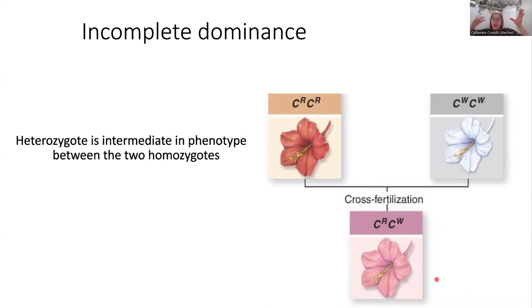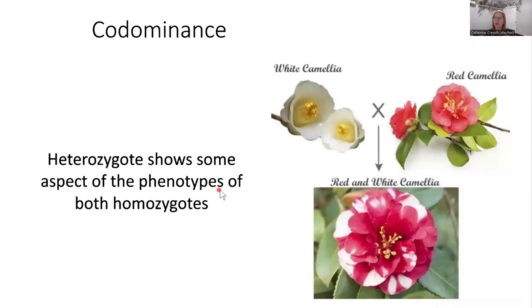If I had a black cat and a white cat and they produced gray kittens, that would be incomplete dominance. I could also have co-dominance, where instead of an intermediate, the offspring expresses both phenotypes, but not like their parents. So here I have some camellias. If I took a red camellia and a white camellia, and my offspring was red and white, it's expressing both phenotypes, and so it is co-dominant.